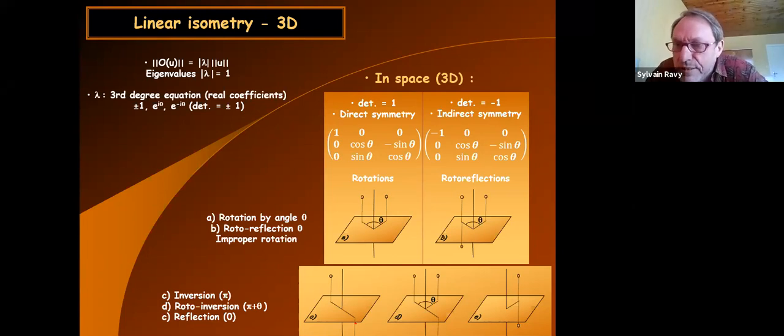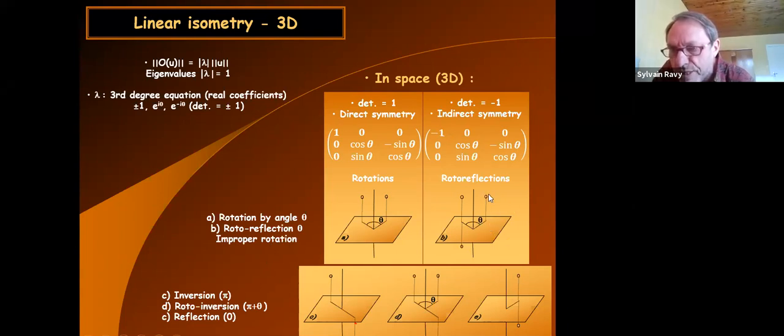For the indirect symmetries, it's a little bit more complicated. The more general symmetries are called rotoreflections. So here you have the matrix, first with the -1 here.